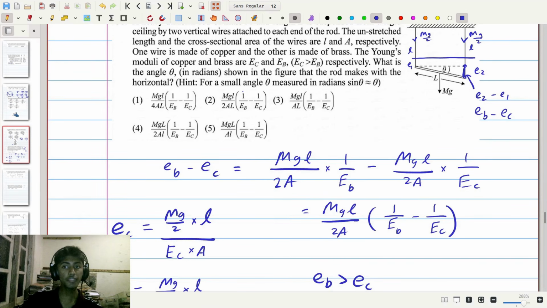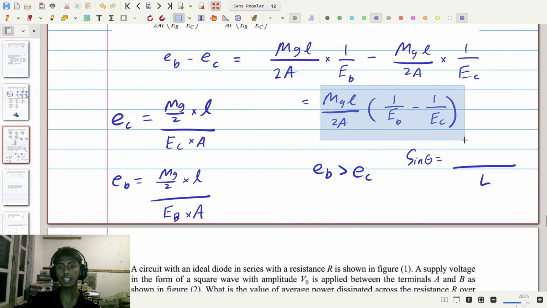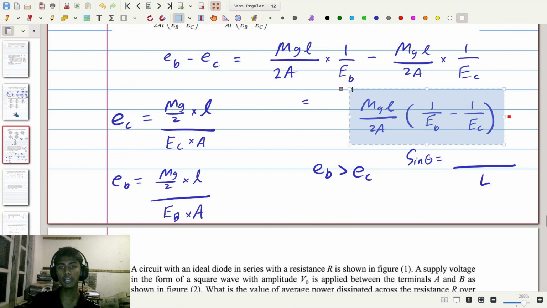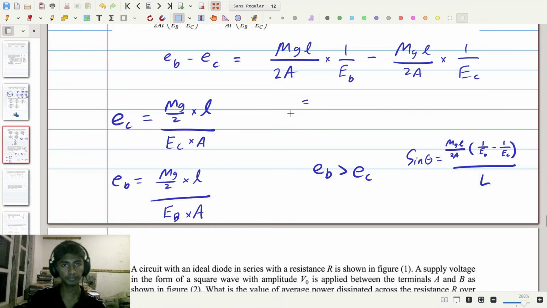Now considering sine of theta, we can see sine theta is equal to opposite divided by hypotenuse, or this little height divided by capital L. And therefore, we get sine theta being equal to this whole thing divided by capital L. So if we substitute that in, sine theta is equal to mgL divided by 2A times 1 over E sub B minus 1 over E sub C, divided by capital L.